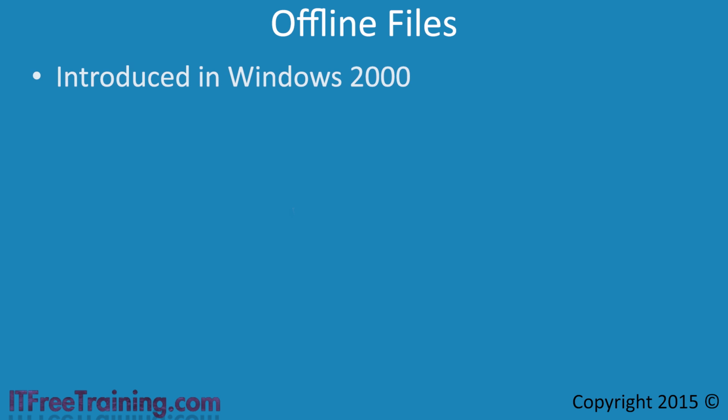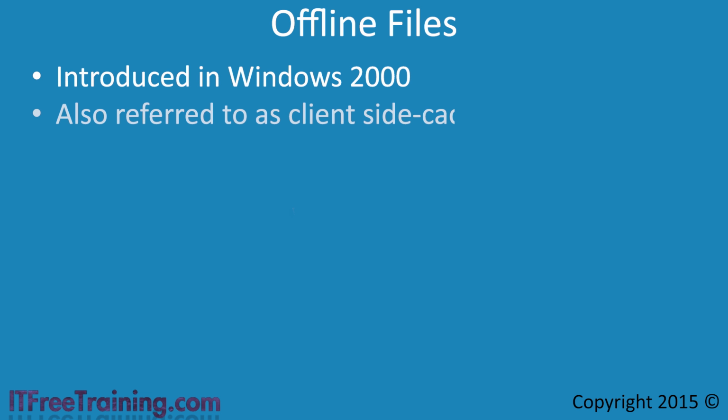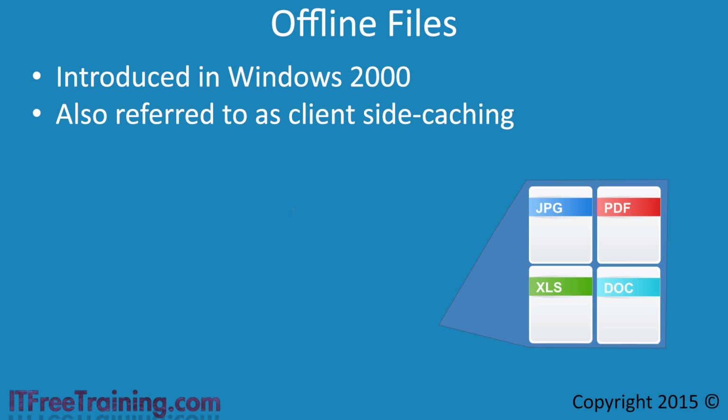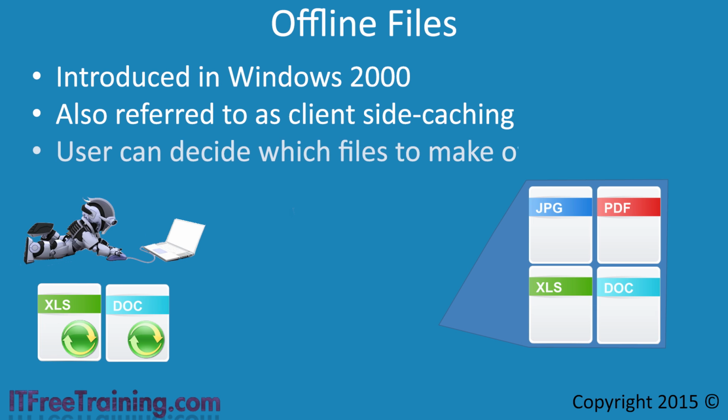Offline files was first introduced in Windows 2000. It is also referred to as client-side caching. Let's consider a file share with files in it. The user is able to decide which files to make available offline. Once these files have been made available offline, and if the network was disconnected, the user is able to access their files from the local cache. Changes to the files are automatically synced back to the server when it becomes available. This is basically how offline files works.